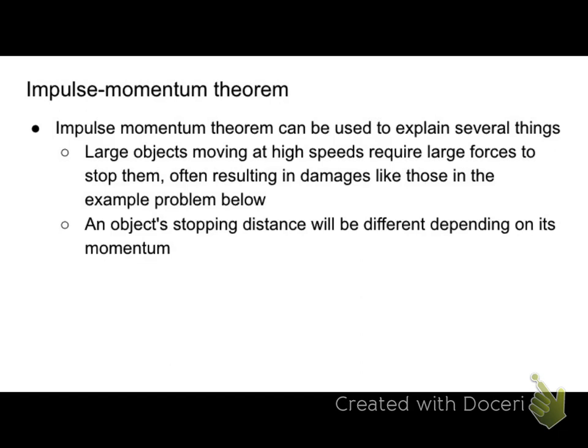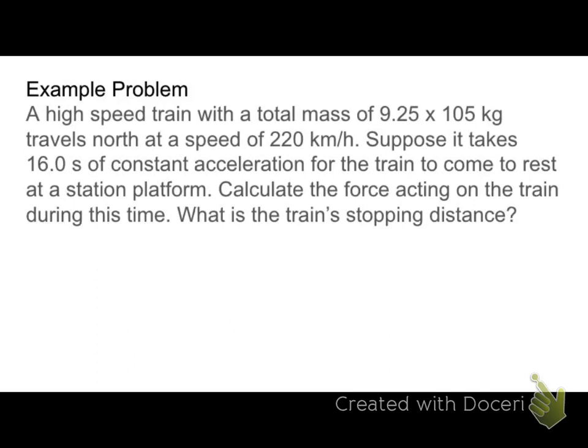So you're going to come across problems that ask you to find stopping distance. For example, in this example problem, it says a high-speed train with a total mass of 9.25 times 10 to the 5th kilograms travels north at a speed of 220 kilometers per hour. Suppose it takes 16 seconds of constant acceleration for the train to come to rest. So that clue right there should tell us that this is, in fact, negative acceleration.